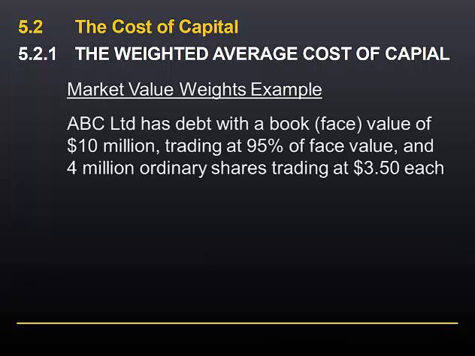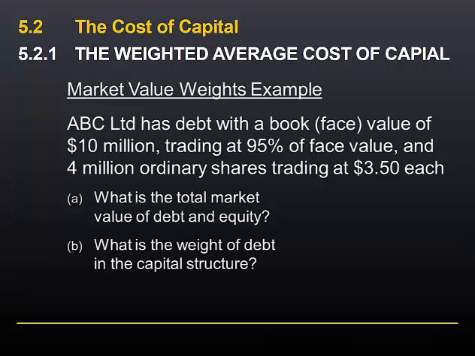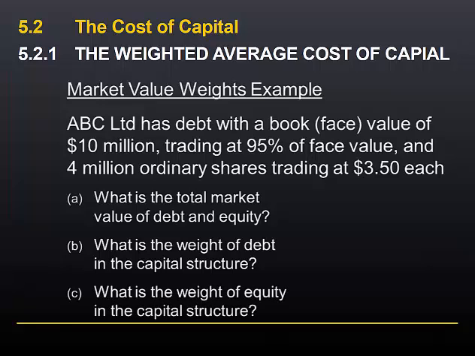ABC Limited has debt with a book or face value of $10 million, trading at 95% of face value, and 4 million ordinary shares trading at $3.50 each. What is the total market value of debt and equity, assuming that these are the only components of the capital structure? What is the weight of debt in the capital structure? And what is the weight of equity in the capital structure?